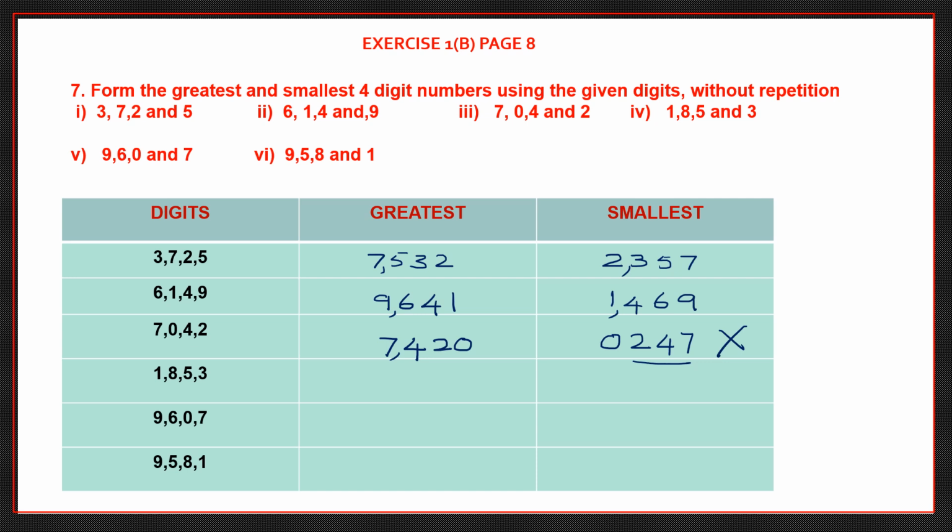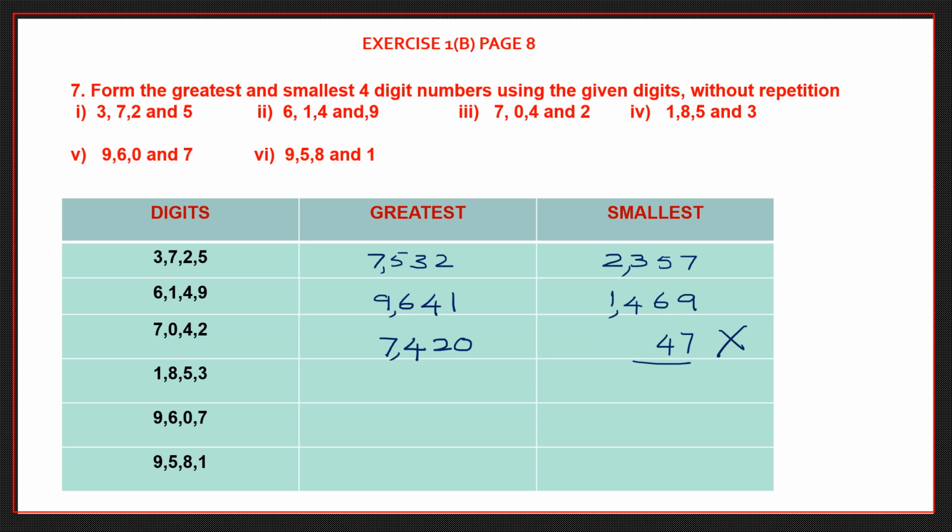So what do we do when we have 0? When we have 0, we don't start in the beginning. Instead, we put it after the next smallest digit. So don't start your number with 0. So whenever you have 0, to form the smallest number, put it right after the next smallest number.